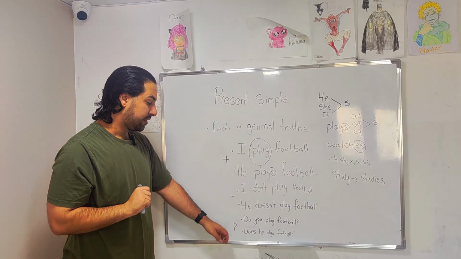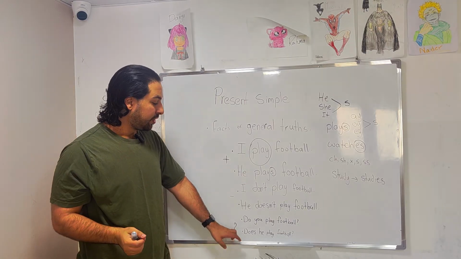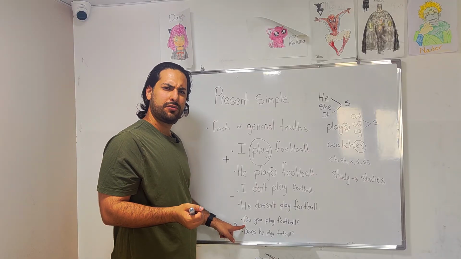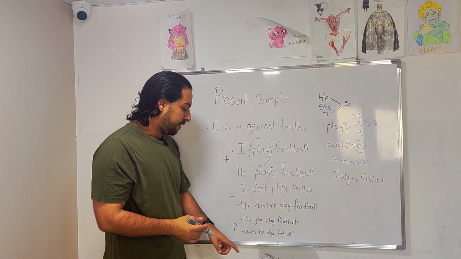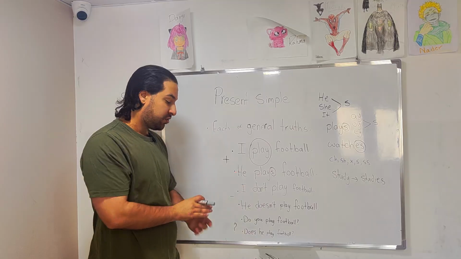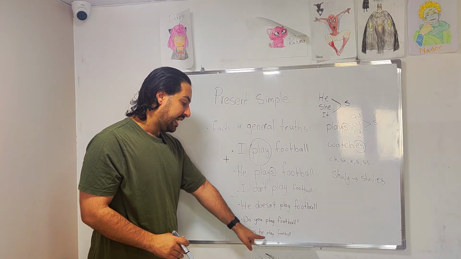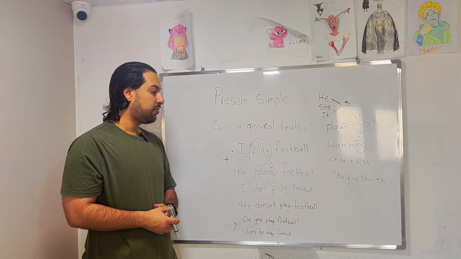For questions, we use the verb do. So do you play football? So it's a yes or no question. For he or she or it, we use does. Does he play football? This is how we make a question.